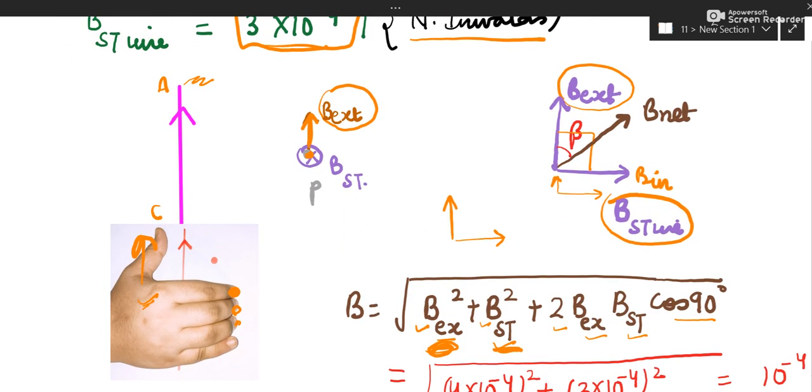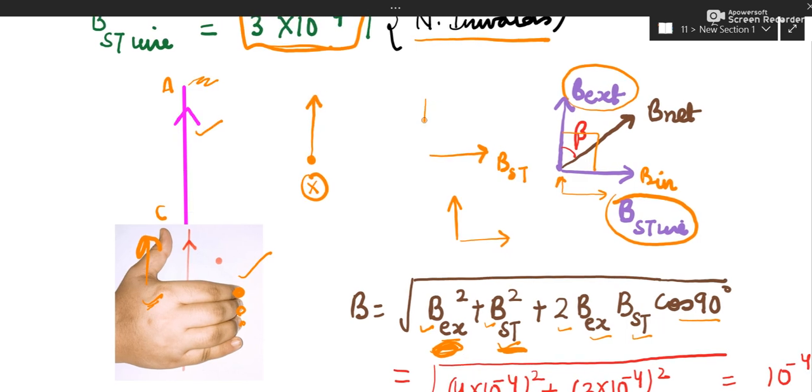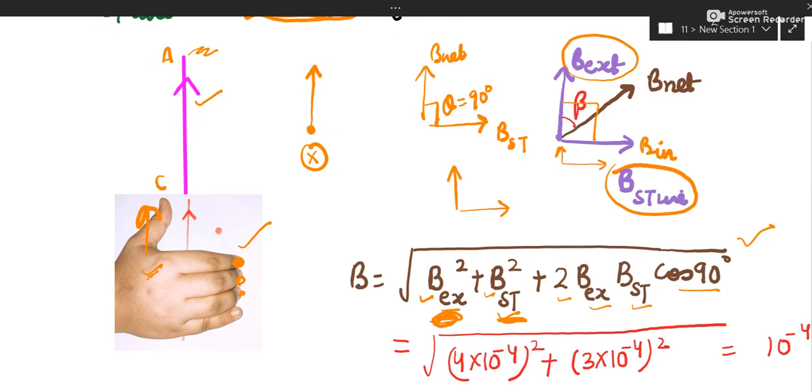Substitute. So basically in this question we were supposed to find out, let me show you once again, the magnetic field at this point. But at that point this wire is also exerting an inward magnetic field, which is denoted by B straight wire, and one field was already acting parallel to the direction of current, which was B external. Now because they are acting at some angle, 90 degrees, we used parallelogram's law to find out the net magnetic field.